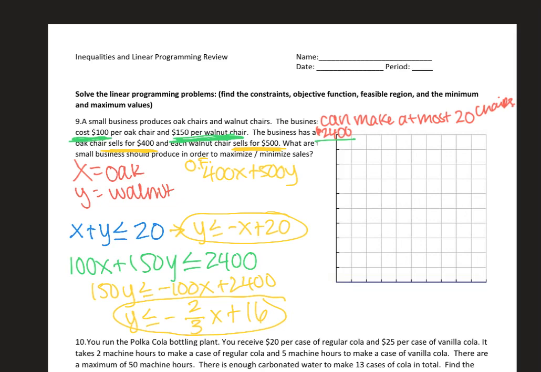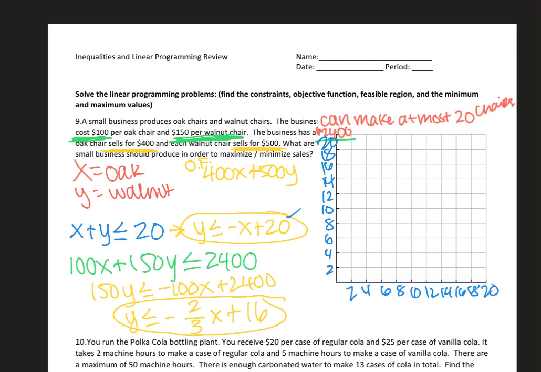Now, I do not have 20 spaces on my graph, okay? So I'm going to have to scale my graph. Let's see, I have 1, 2, 3, 4, 5, 6, 7, 8, 9, 10. So I'm going to make each one worth 2. So 2, 4, 6, 8, 10, 12, 14, 16, 18, 20. Same thing here. Whatever you do on the x, you have to do on the y. Or whatever you do on the y, you have to do on the x. So 2, 4, 6, 8, 10, 12, 14, 16, 18, 20.